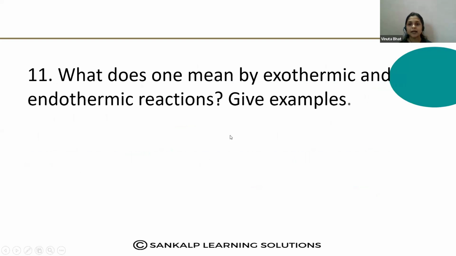What is meant by exothermic and endothermic reactions? Give examples. What is the meaning of exothermic and endothermic, or what is the difference between the exothermic reaction and the endothermic reaction?